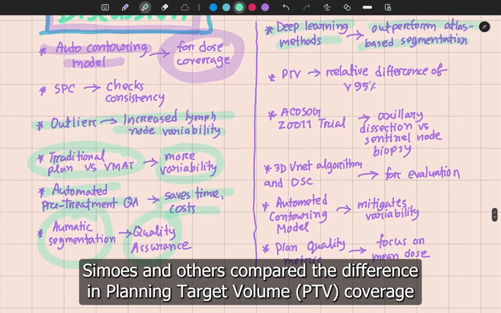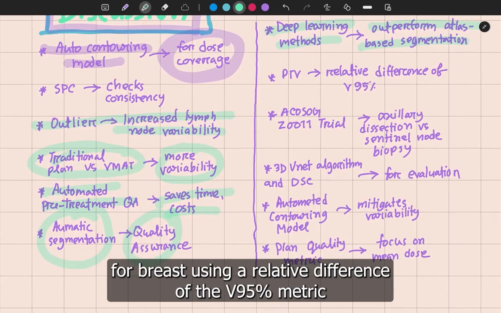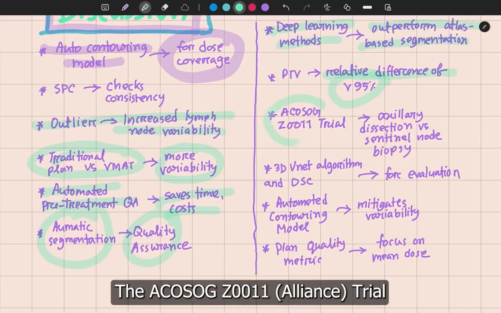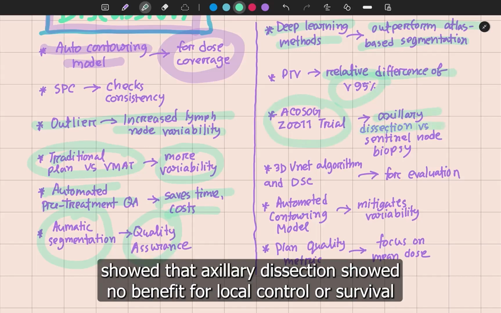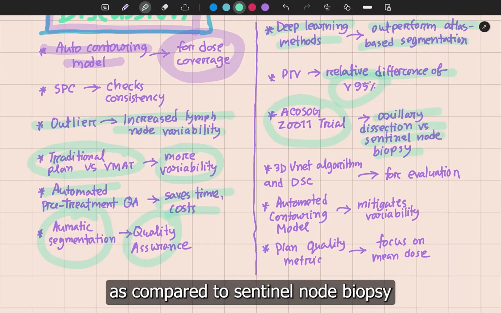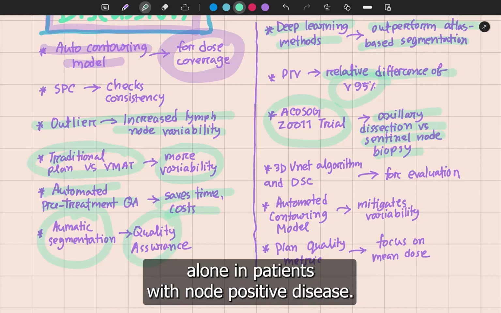Simoes and others compared the difference in planning target volume coverage for breast using a relative difference for the D95% metric between the dose on the deep learning generated and manual contours. The ACOSOG Z0011 Alliance trial showed that axillary dissection showed no benefit for local control or survival as compared to sentinel node biopsy alone in patients with node positive disease.